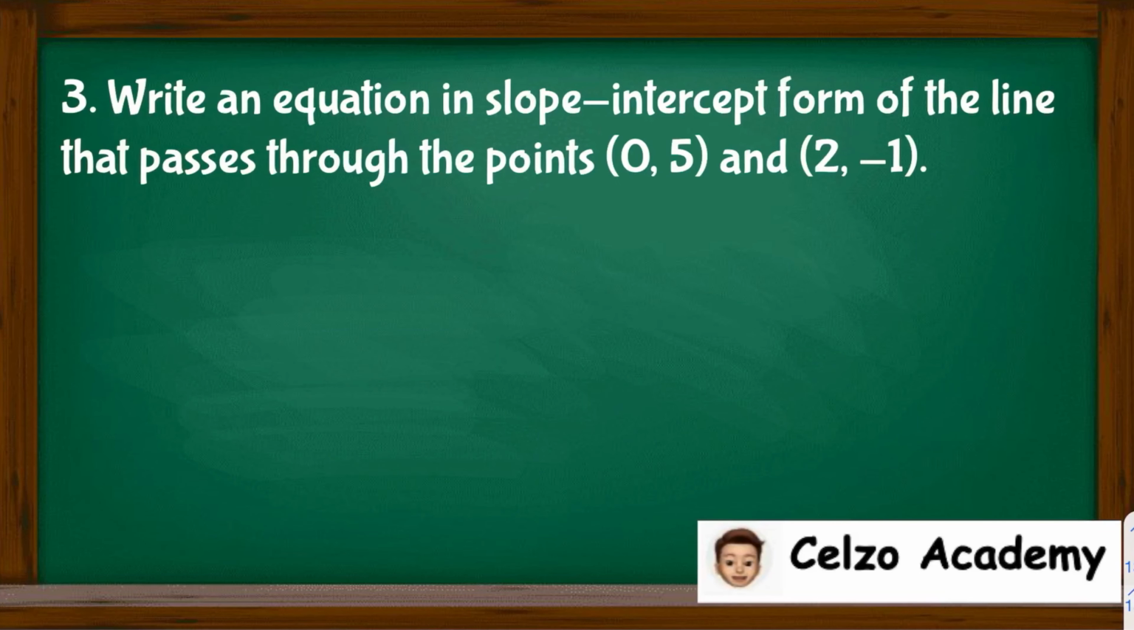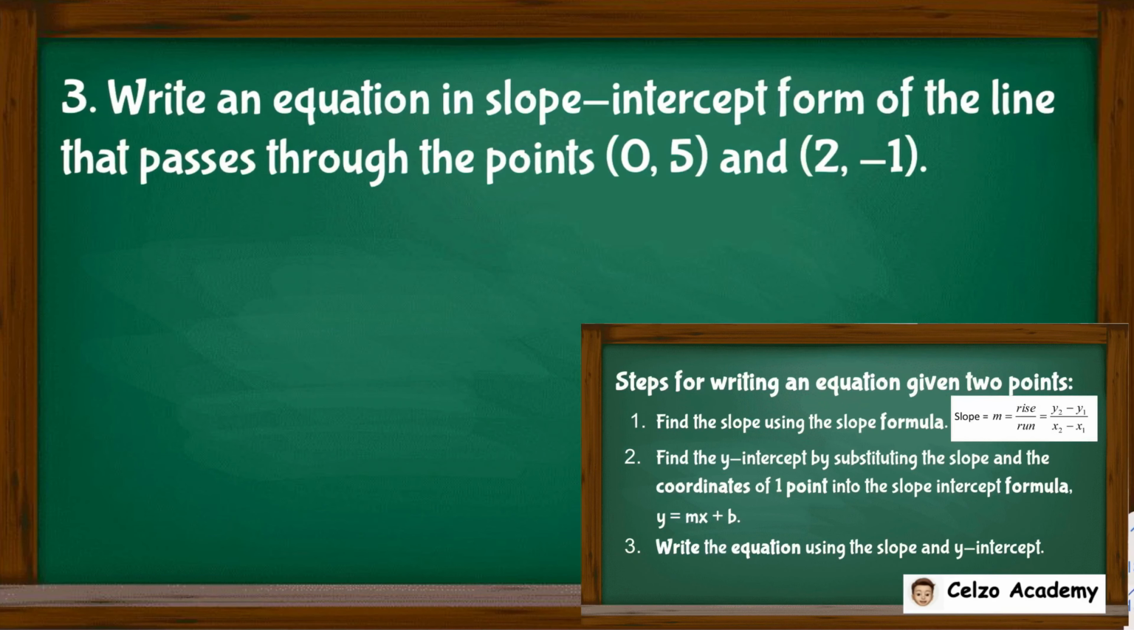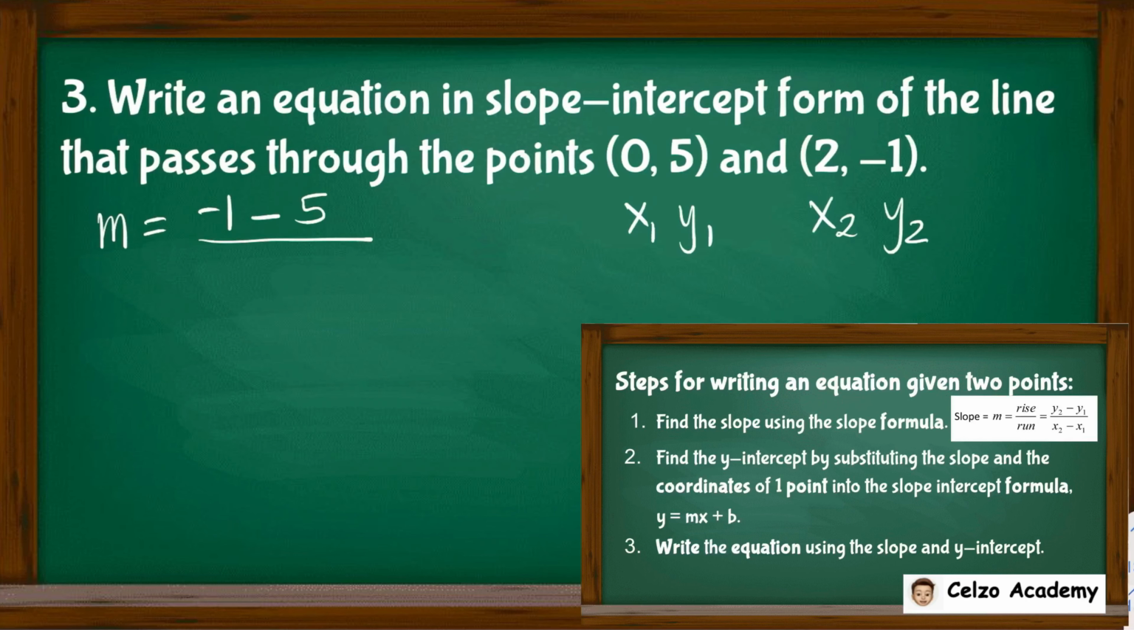Question number 3. Write an equation in slope-intercept form of the line that passes through the points 0, 5, and 2, -1. So the same thing, the first point is x1, y1, and the second point is x2, y2. Again, using the formula for the slope, we have y2 is -1 minus our y1 is 5, divide by 2 minus 0. So the slope is -1 minus 5 is -6 divided by 2. So the slope is -3.